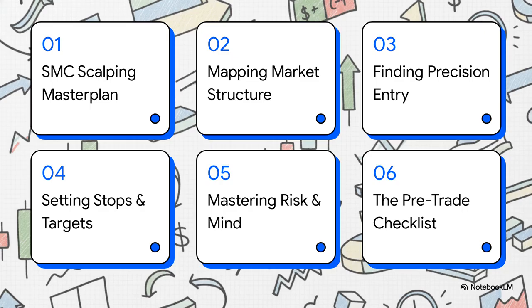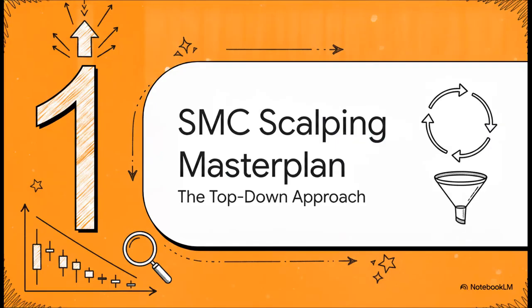Okay, let's dive into this top-down execution playbook. We're going to cover the SMC scalping master plan, mapping market structure, finding precision entries, setting stops and targets, mastering risk and psychology, and finally wrap up with the pre-trade checklist. Section 1, the SMC scalping master plan, the top-down approach.